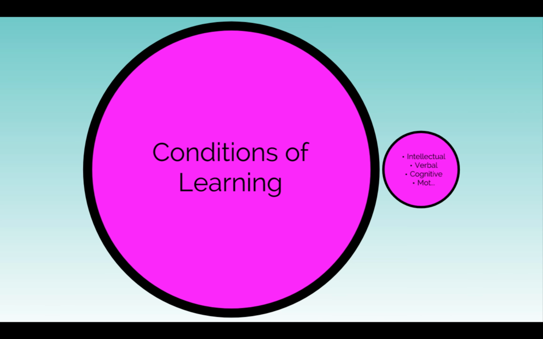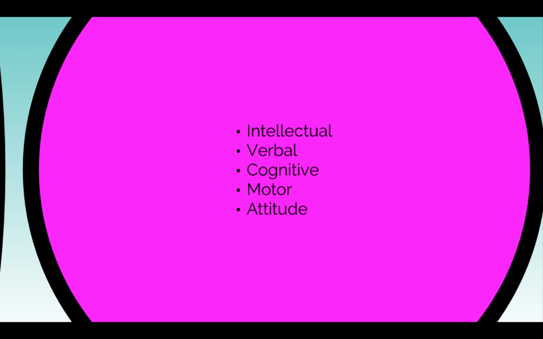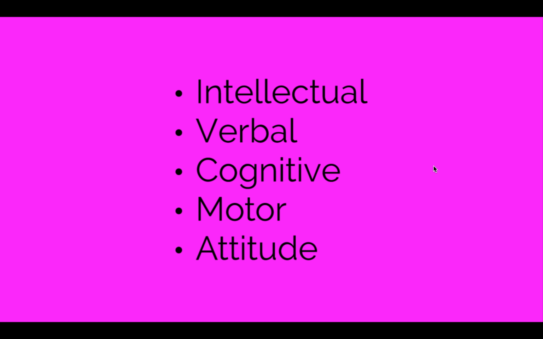Then you move on to the conditions of learning, which include intellectual, or knowing how to do something, verbal, which is being able to state ideas, cognitive, which is where the learners are able to guide their learning and to have a way of analyzing problems, motor, or conducting movements, and attitude, which is a mental state that influences personal actions. And these are all great for a traditional learning environment.